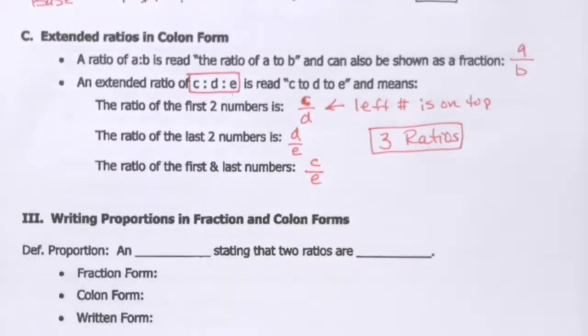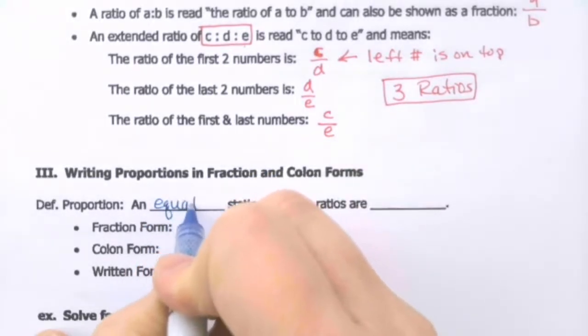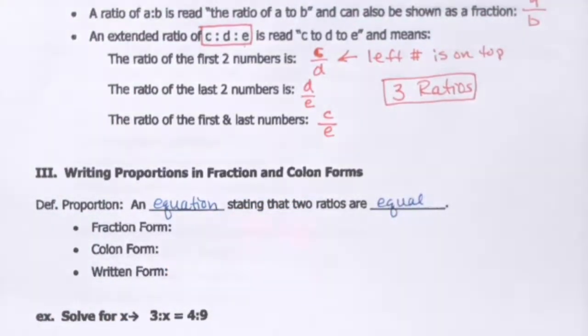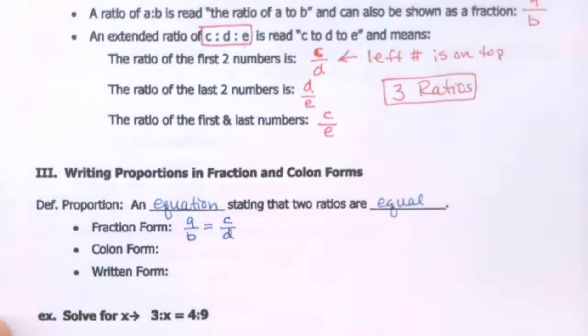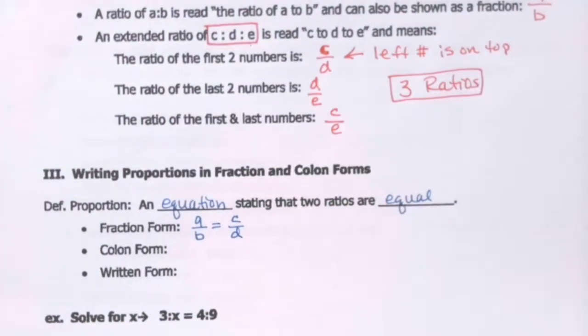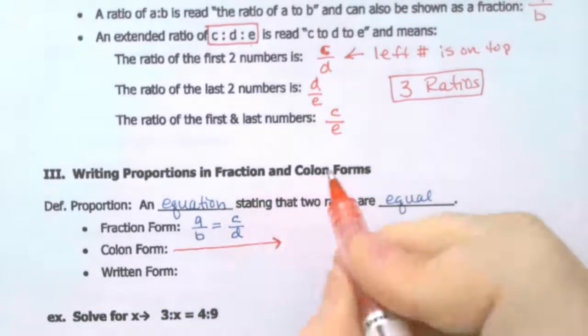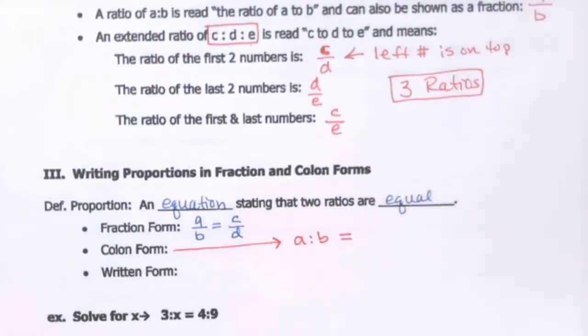Okay, writing proportions in fraction and colon forms. The definition of a proportion, again, is an equation stating that 2 ratios are equal. We now know there's 3 forms. There's fraction form, A over B equals C over D. We have colon form. Now this is one you haven't seen. A over B changes to A colon B. The equal sign stays where it is, and then the right fraction is C colon D.